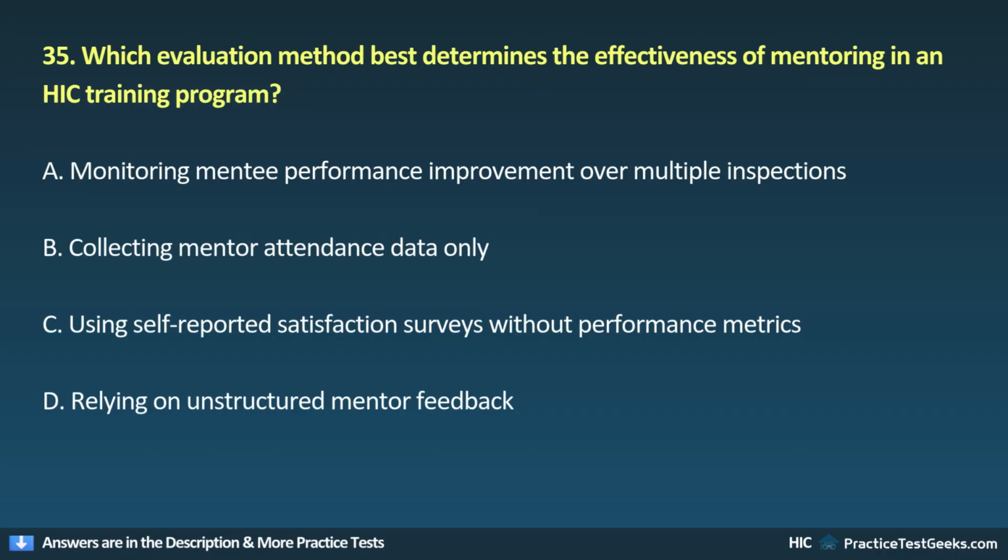35. Which evaluation method best determines the effectiveness of mentoring in an HIC training program? A. Monitoring mentee performance improvement over multiple inspections. B. Collecting mentor attendance data only. C. Using self-reported satisfaction surveys without performance metrics. D. Relying on unstructured mentor feedback.